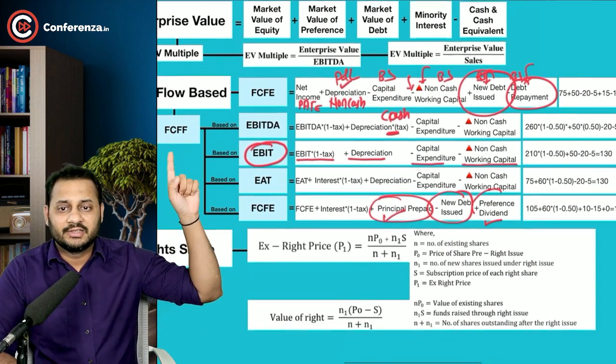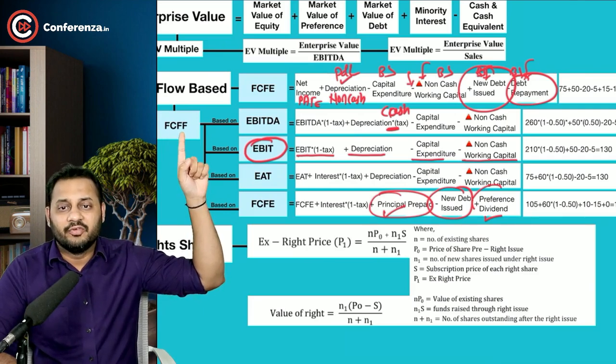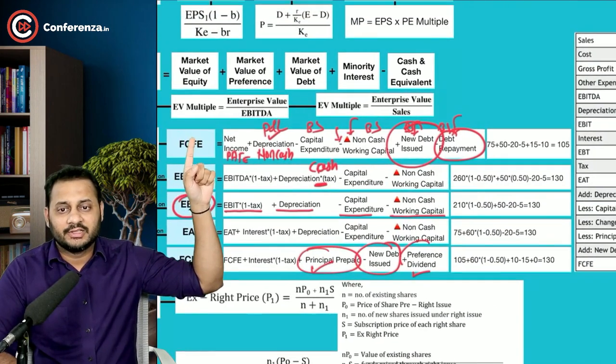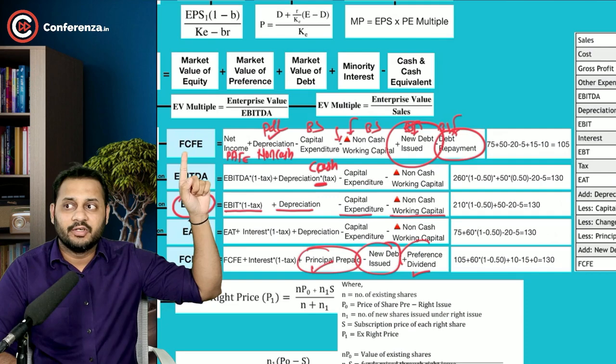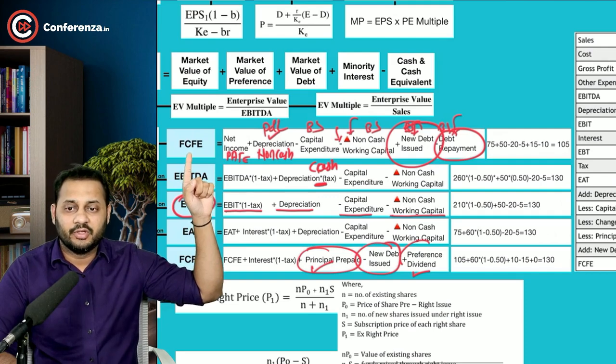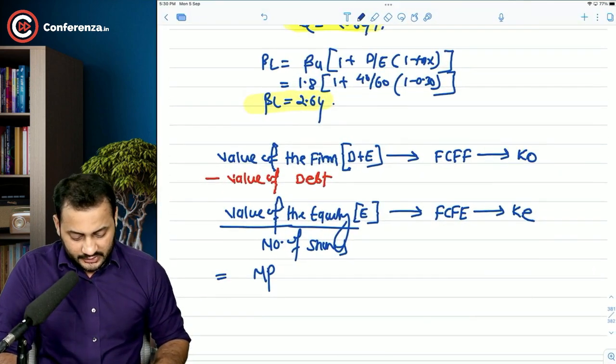If the question asks you about calculation of the value of the firm, you should do that on the basis of free cash flows to firm. If the question asks you about the value of the equity, you should do that on the basis of free cash flow to equity. So this is what you need to keep in mind. Okay, come over to this part.